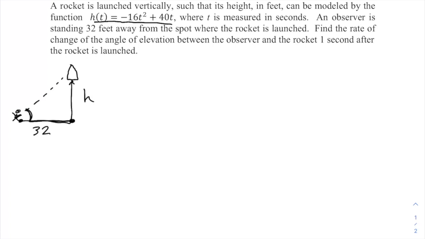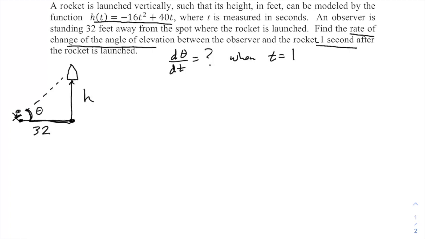As the rocket is going up, certainly that observer's angle of elevation is going to change, so I'm going to use a variable there. I'll call it theta. And we are trying to find the rate of change of that angle of elevation 1 second after the rocket is launched. So I'm trying to find d theta dt, the rate of change of the angle, but at a very specific moment, when t is equal to 1.